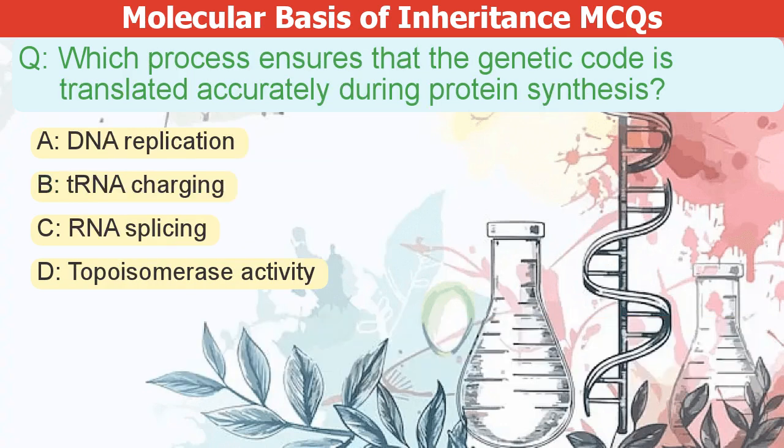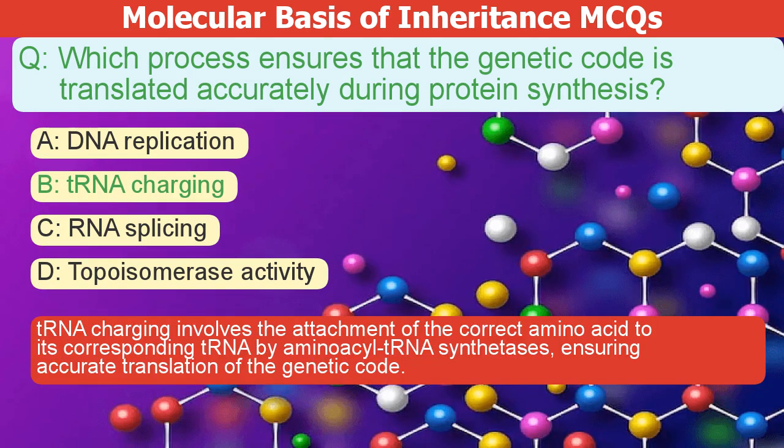Which process ensures that the genetic code is translated accurately during protein synthesis? A. DNA replication. B. tRNA charging. C. RNA splicing. D. Topoisomerase activity. The correct answer is B. tRNA charging involves the attachment of the correct amino acid to its corresponding tRNA by aminoacyl tRNA synthetases, ensuring accurate translation of the genetic code.